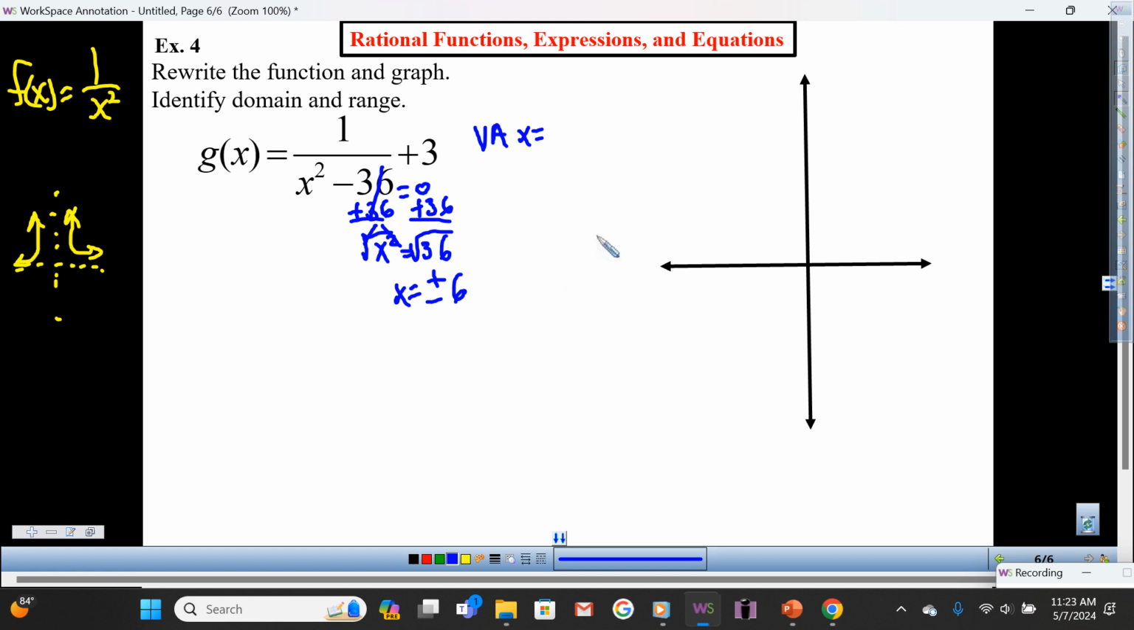Well, guess what? Our VA now has how many VAs? 2, a plus 6 and a minus 6. Plus 6 and minus 6. Is that going to affect the graph? Yes, and I'll show you that in a little bit.